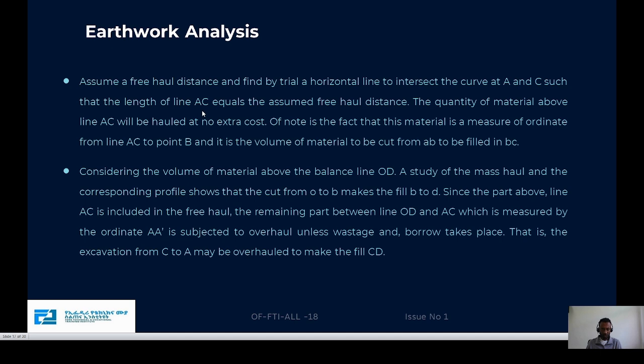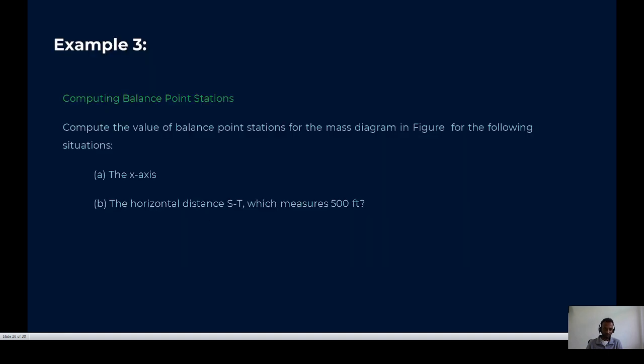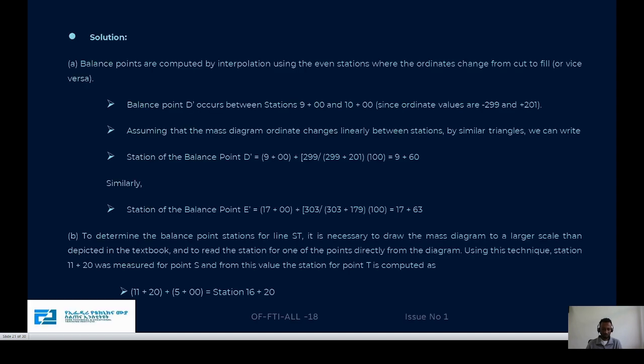So A up to C length is the free haul distance. As you can see in the figure, A up to C is the free haul distance. Below this part, from A up to A prime, is the overhaul distance. The second example deals with computing the balance point stations, how to balance the balance points. The balance points are the changes from cutting to filling, and also vice versa.